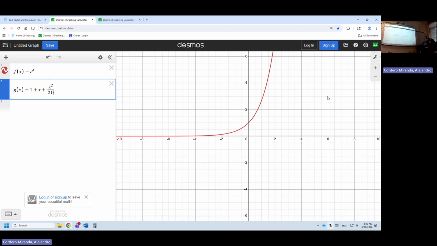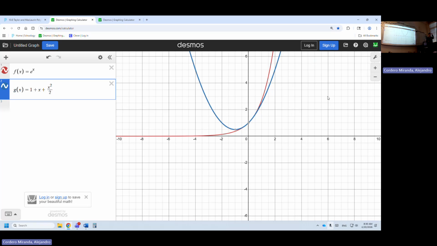Cool, and now you can see the blue matches it farther along than the tangent line did, which is neat. And you can guess that the more terms you keep adding, the closer and closer it's going to match. So let me do one more with you guys before you get bored.